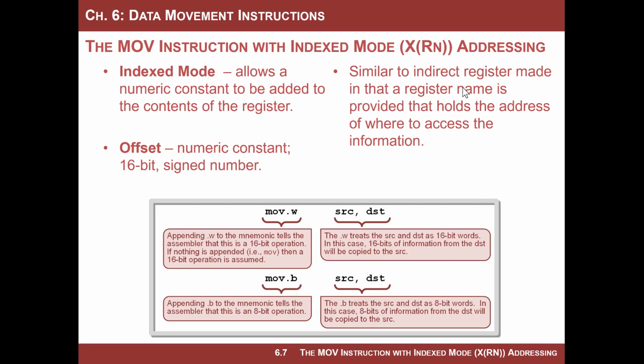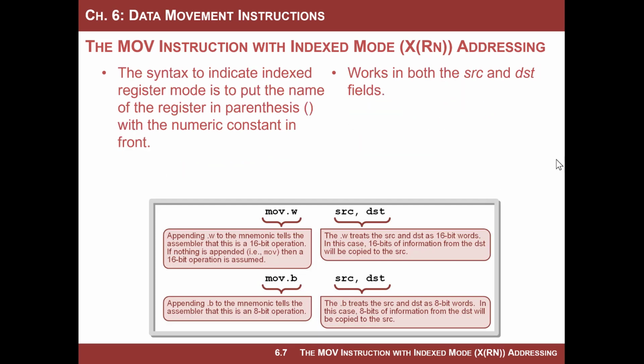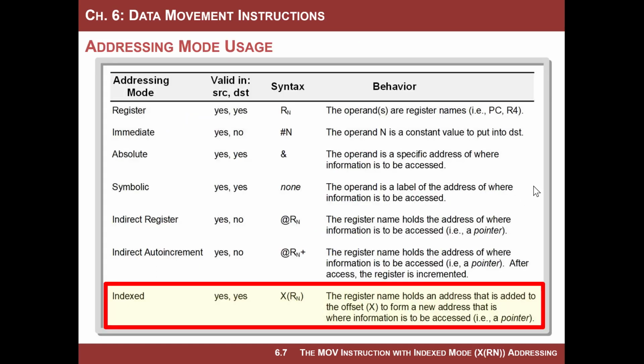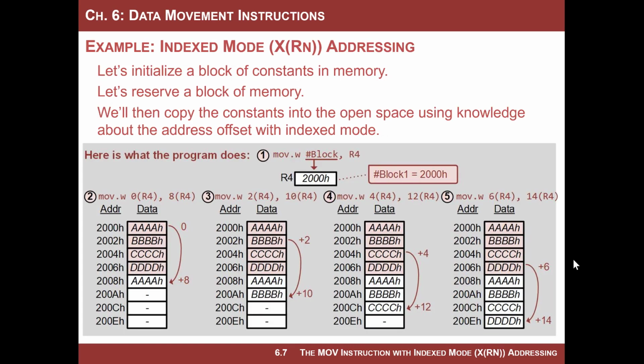Similar to indirect register, the way the syntax works is that you put your register name in parentheses, and then you put the number in front of it. This also works for 16-bit moves and also 8-bit moves, just like the other modes. And it can be used in both the source and the destination. So this is very handy when you're trying to access blocks of memory.